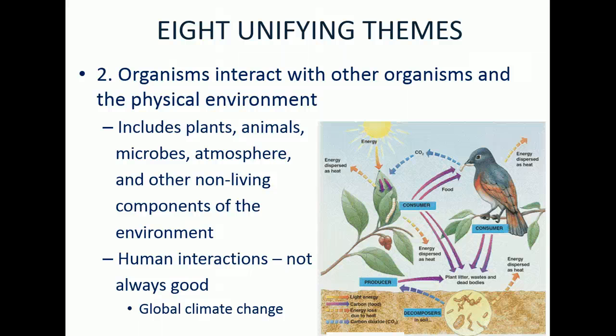And so there are definitely interactions between organisms, but also we see that organisms interact with their physical environment. So that would be some of the non-living parts of the environment around them. Things like the atmosphere, the soil, there are definitely interactions there. And so these interactions may be good, may be bad, and the sum total of those interactions is really what determines what's going on in an ecosystem.